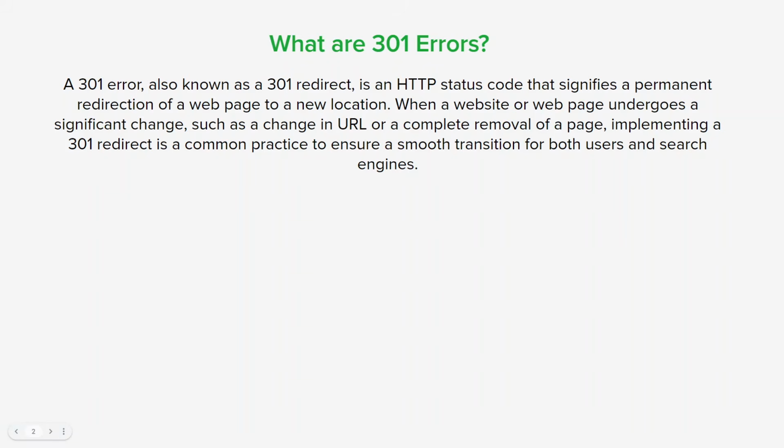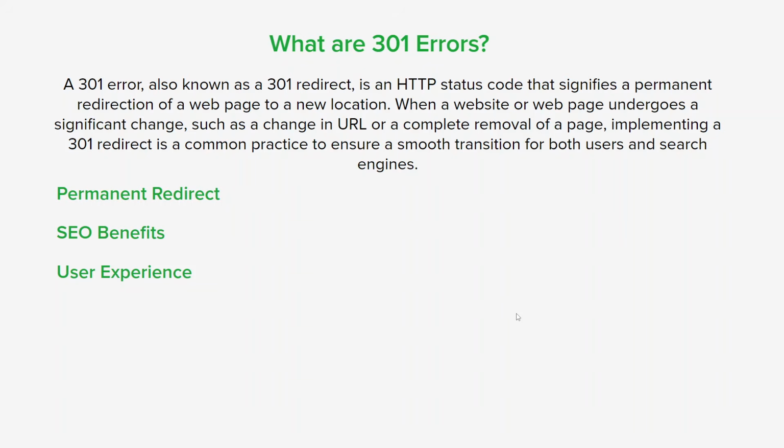Here are some key points about 301 errors. The 301 in the error code stands for moved permanently, and it tells browsers and search engines that the requested page or resource has permanently moved to a new location. Implementing 301 redirects is really crucial for search engine optimization. By redirecting old URLs to new ones, you can transfer the SEO value, backlinks, and ranking of the old page to the new location, and this helps to maintain search engine visibility and prevent broken links as well.